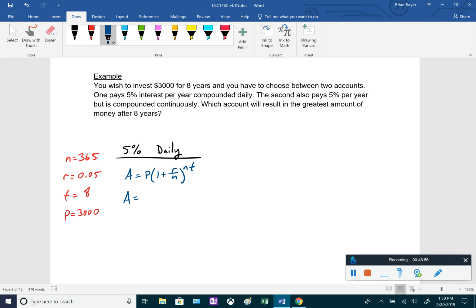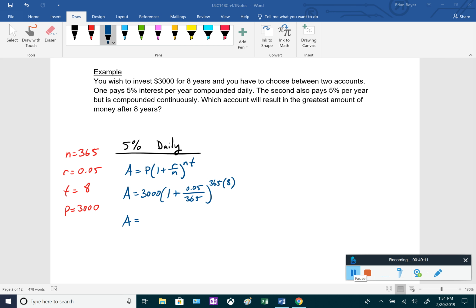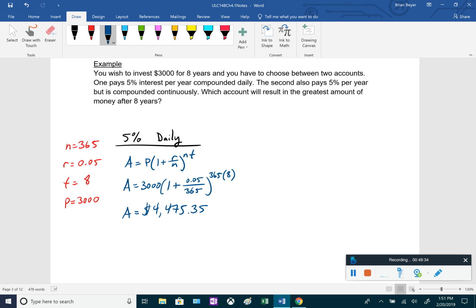So we have everything we need, so it's just plug and chug again. 3,000 times 1 plus 0.05 over 365, raised up to the 365 times 8. This will end up giving us $4,475.35. When you're doing these problems, if the interest rates are close to each other, which they are in this case, they're actually equal, your answers should be decently similar. If they're really far away from each other, you probably did something wrong.